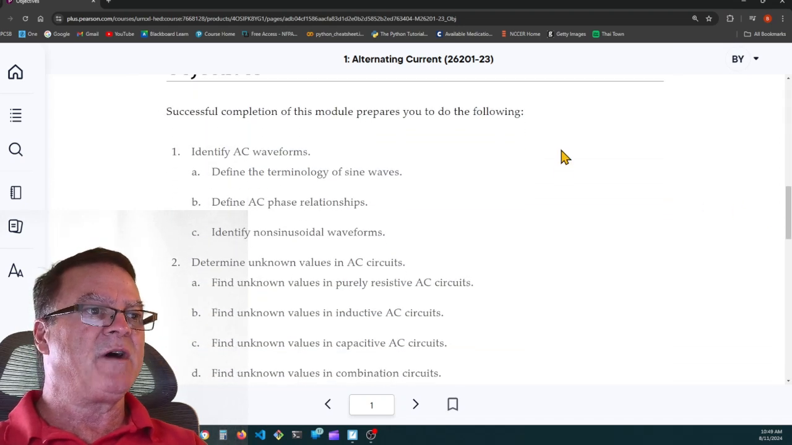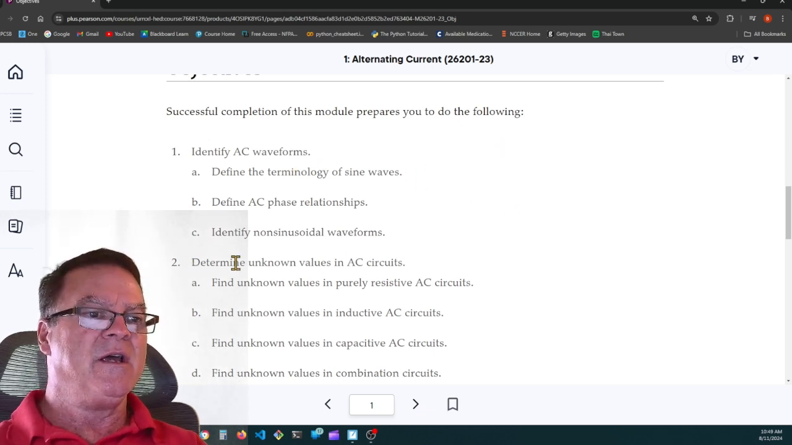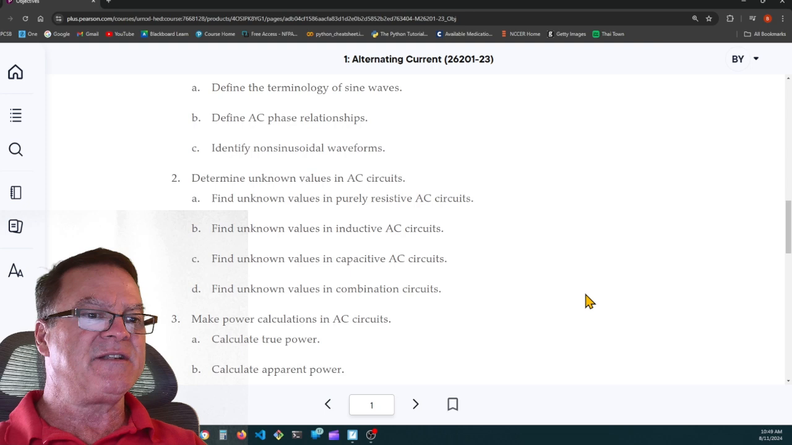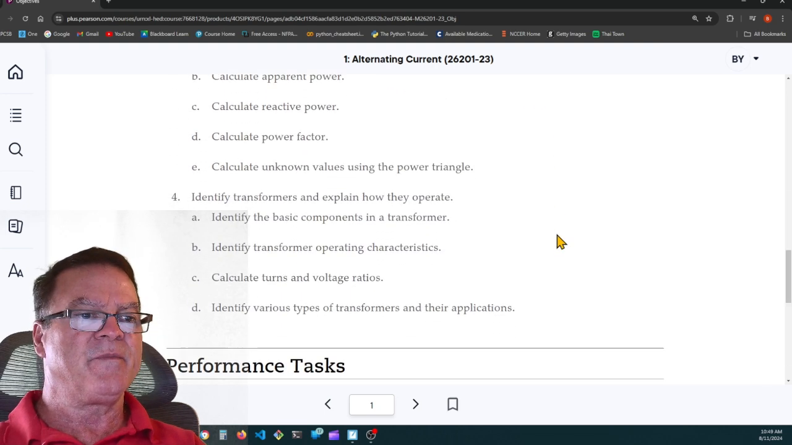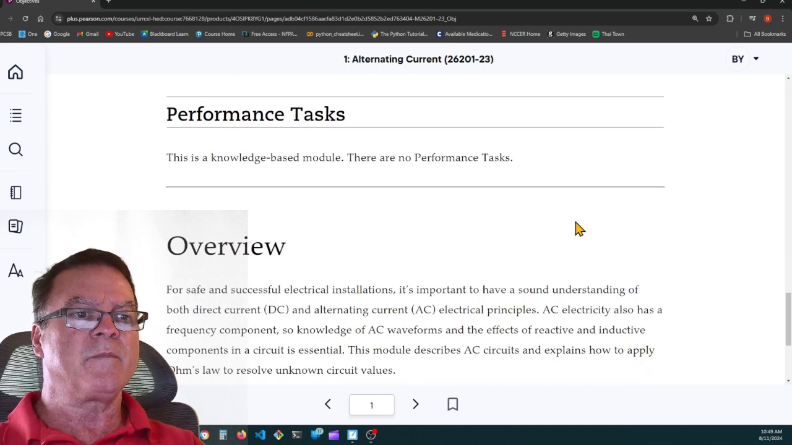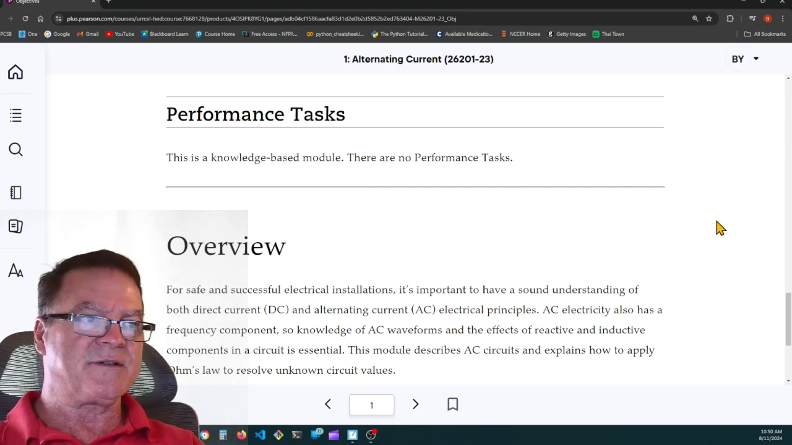Successful completion of this module prepares you to do the following: identify AC waveforms, determine unknown values in an AC circuit, make power calculations in AC circuits, identify transformers and explain how they operate. This is a knowledge-based module. There are no performance tasks.